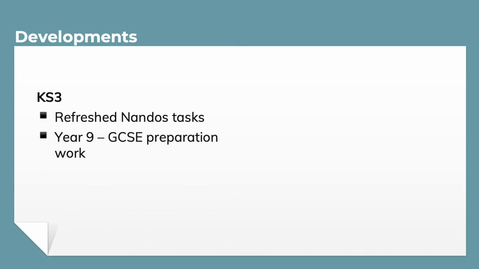So in the weeks leading up to half term, we had an opportunity to consider our successes and areas for development and work out what we were going to do to improve our remote offering. For Key Stage 3, we refreshed all of the Nando's tasks, so they were all completely new for Year 7 to 9. For Year 9, we decided that the second part of the summer term would focus on GCSE preparation work, and I'll talk more about that in a minute. We also began recording PowerPoints that had embedded tasks, and again I'll expand on that more in a minute.